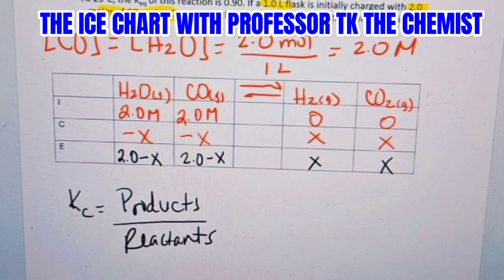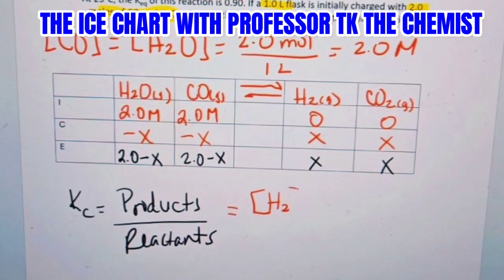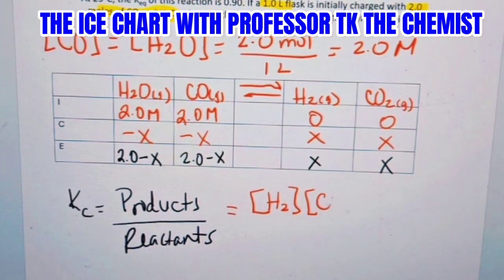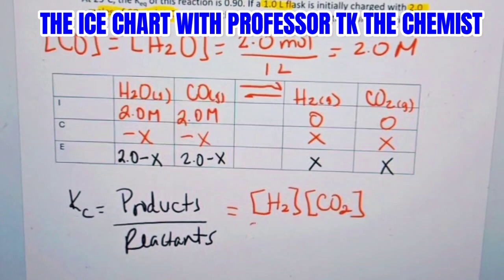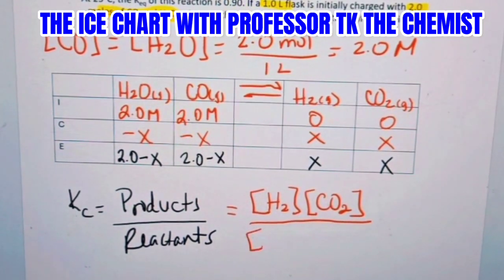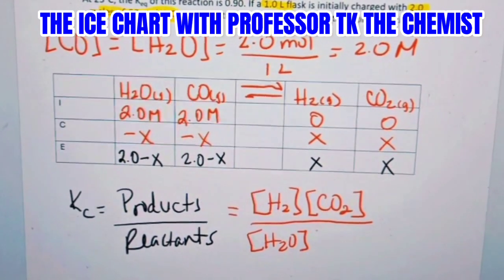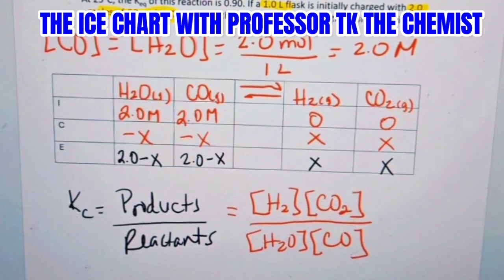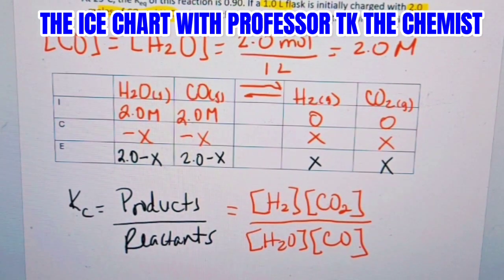So now your products, remember, and let me highlight this for you guys so you remember. Your reactants are on the left side. Your products are on the right side. So that means I'm going to say my hydrogen times my carbon dioxide over water and my carbon monoxide. Okay?